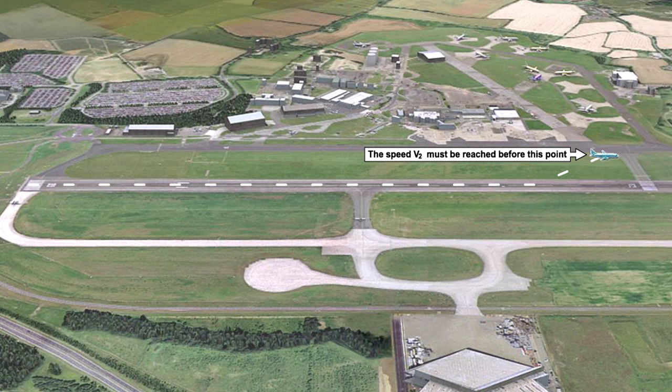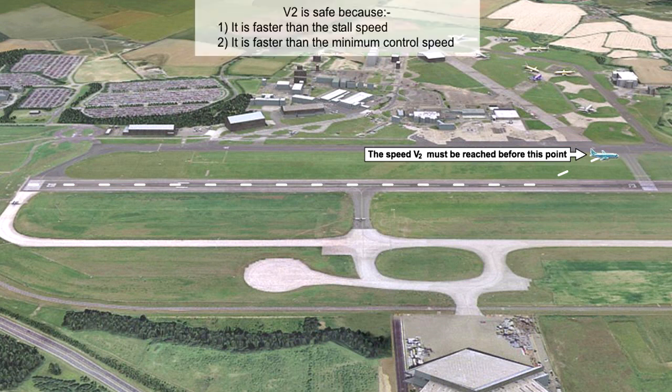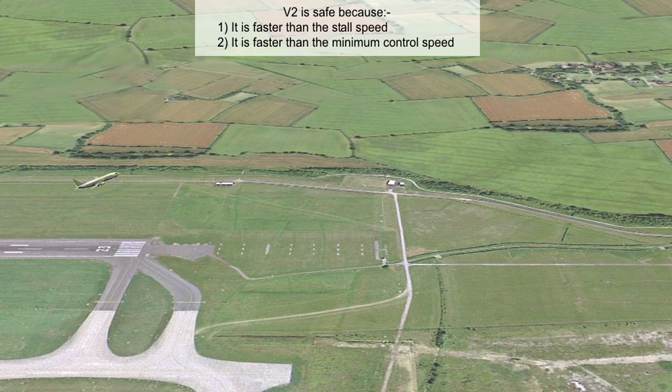actually reaching it? There are 2 main speeds which, when flying close to, may be unsafe. The first of these is the stall speed, and the second is the minimum control speed. Therefore, in order for V2 to be called a safe speed, it must be faster than these speeds. There is another reason why V2 is called the takeoff safety speed. In the event of engine failure, V2 must be flown until the aeroplane reaches 400 feet.